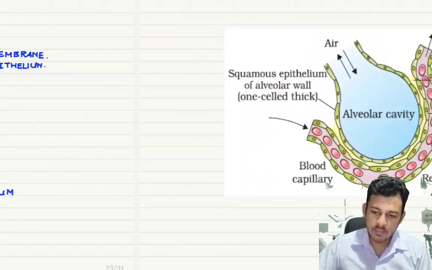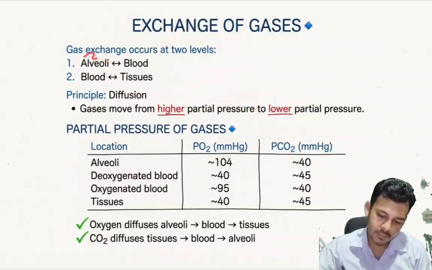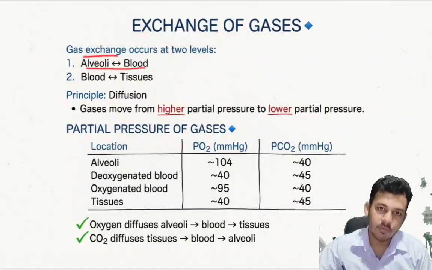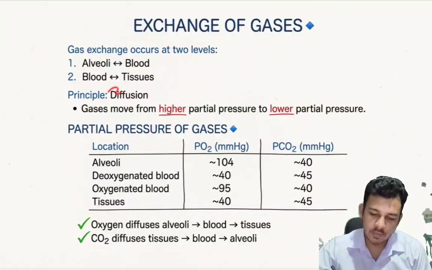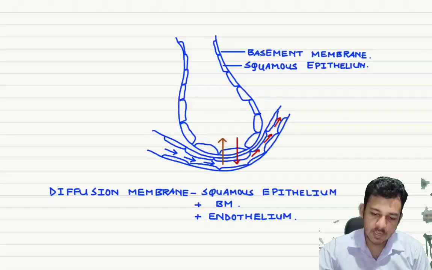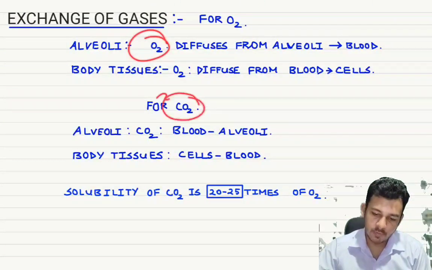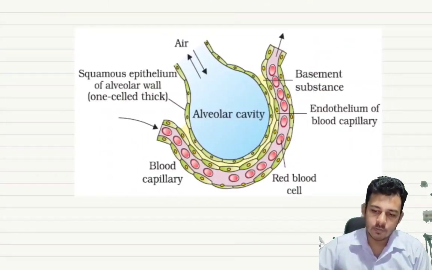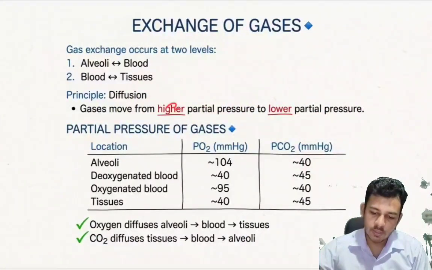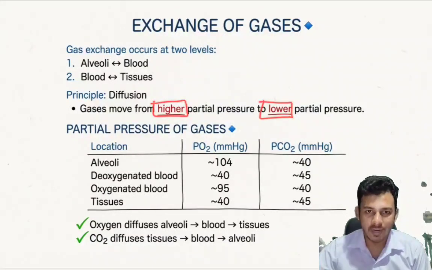So as you can see in the slide, there are two places where gaseous exchange occurs. One is between the alveoli and the blood. The other one is between the blood and the tissues. Definitely the principle is diffusion. Diffusion means that gas would flow from higher concentration to lower concentration. We have seen in this slide what happens with oxygen and what happens with carbon dioxide. So this is occurring due to diffusion. Gases move from higher concentration to lower concentration or lower partial pressure.